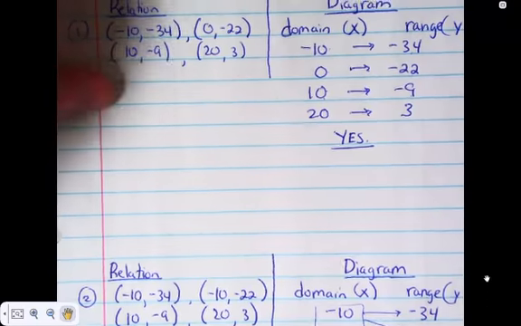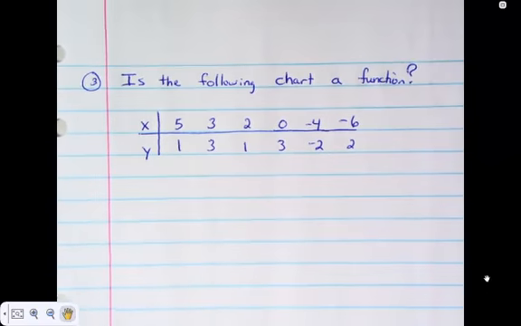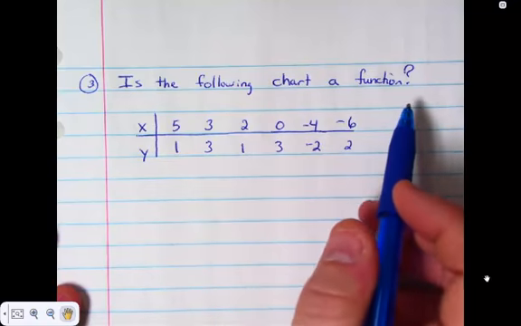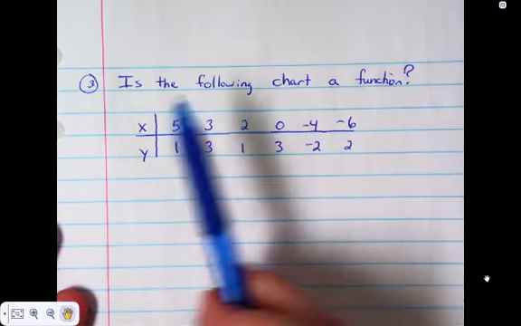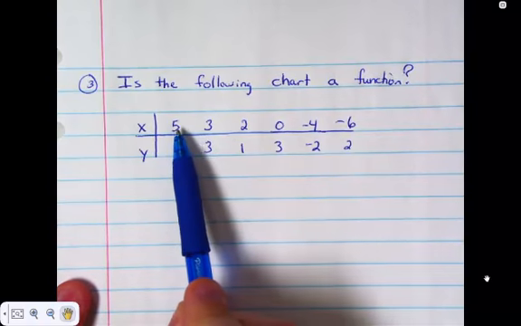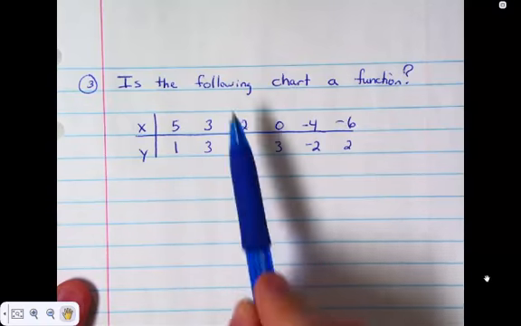Let's take a look at one more example here. This time I've actually written it as a chart already. So we need to figure out if this chart is a function. This is pretty easy to do. We just have to, once again, look at our x numbers, which are our domains, and see if we have any repeated numbers in our x's, and if we do, what they actually match up with.